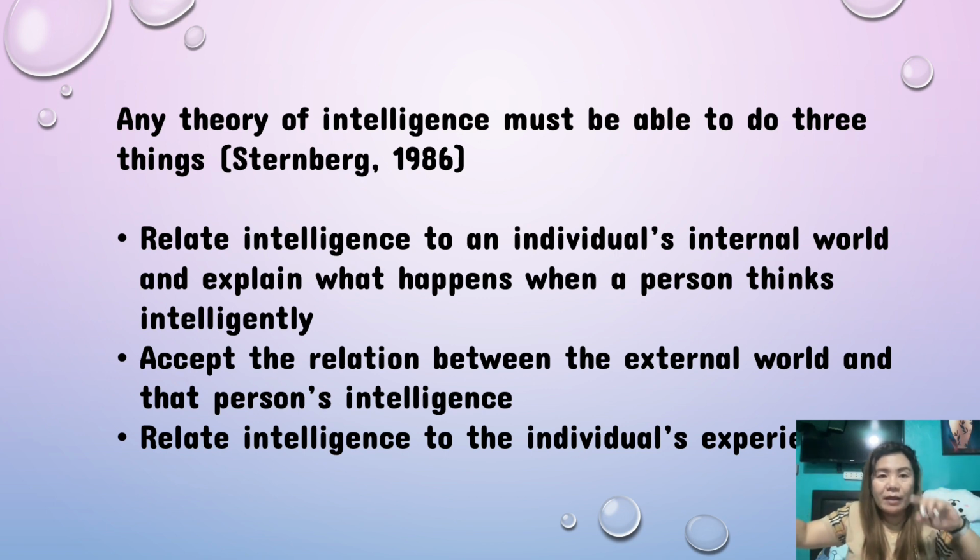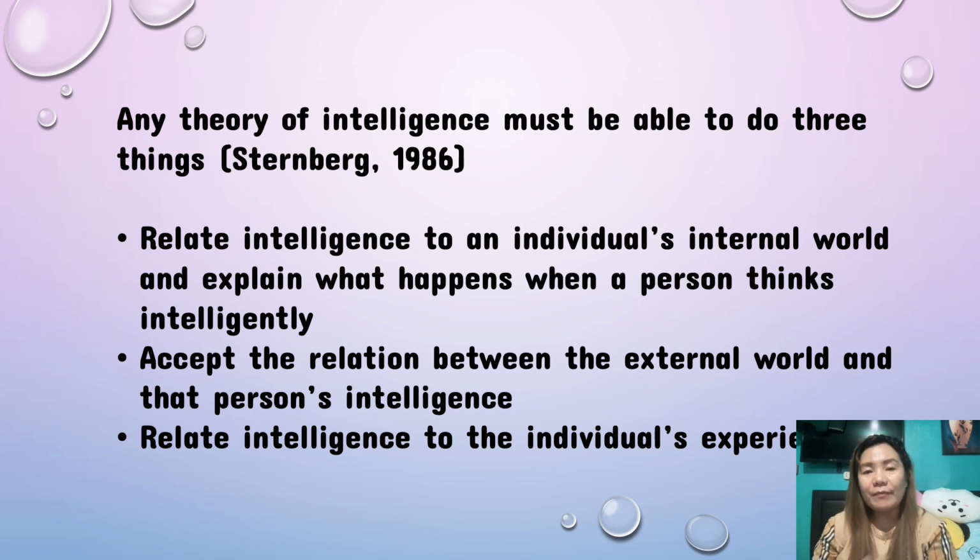Maaring vice versa. The person's intelligence might affect the external world, or maybe the external world affects the person's intelligence. Either. Okay? So, you have to accept that they have a relationship. One affects the other. Relate intelligence to individuals' experiences.